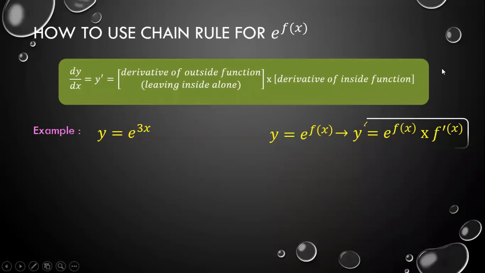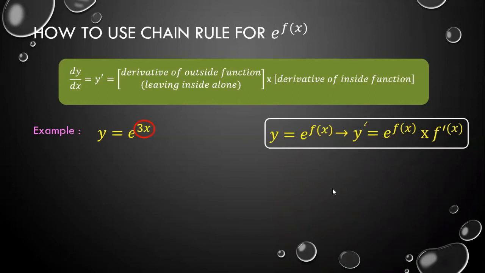Very easy, right? Okay, students, now we go to the example. y equals e to the 3x. 3x is the inside function, right? So let u be 3x. So u prime is 3. Okay, students? Next.